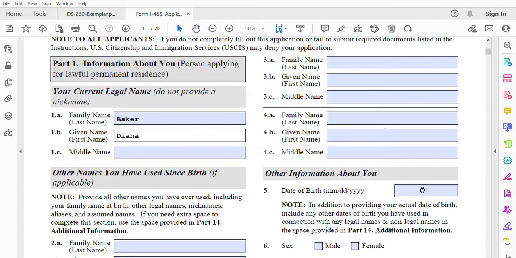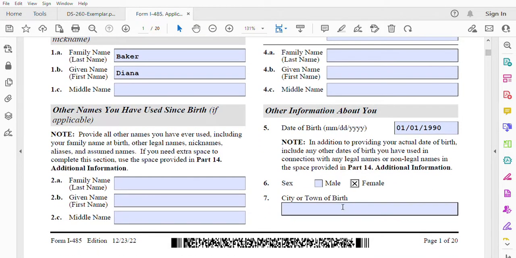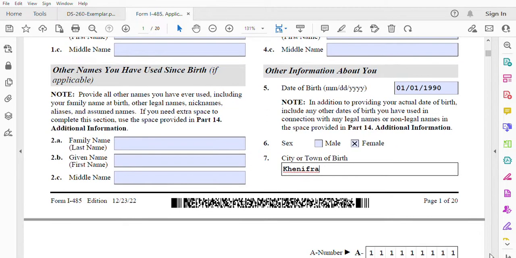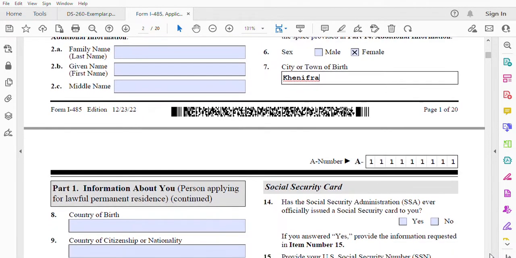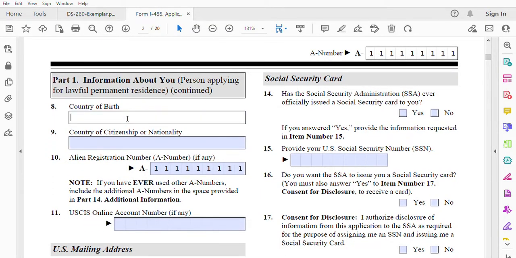So date of birth is 01, 1990. Female. City or town of birth is where you came from. In my case it is Morocco. We're still talking about part one. Country of birth is Morocco. Country of citizenship is Morocco.